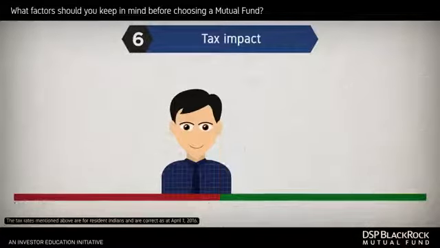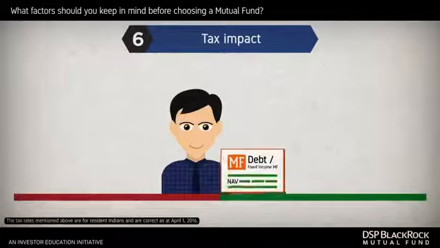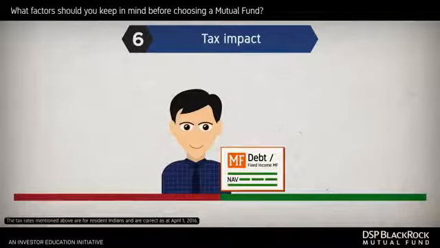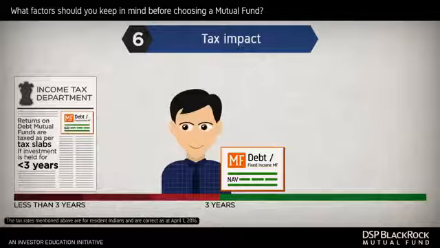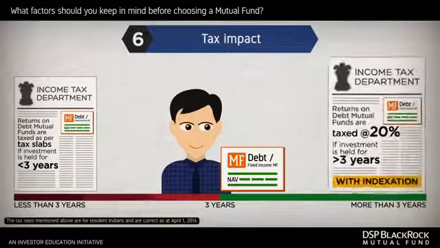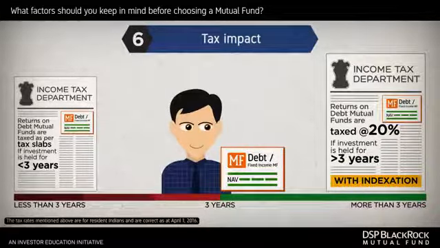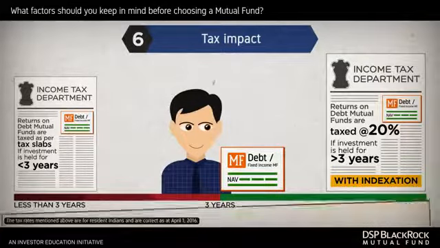In case of non-equity oriented mutual funds, such as debt funds, the profits you make on investments held for less than 3 years attract taxes based on the income tax slab relevant to you. On the other hand, if you hold your investment for over 3 years, your profits will attract a tax rate of 20% with indexation. But what is indexation, you might ask?